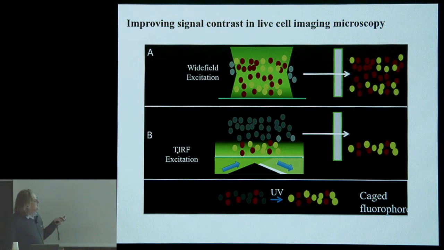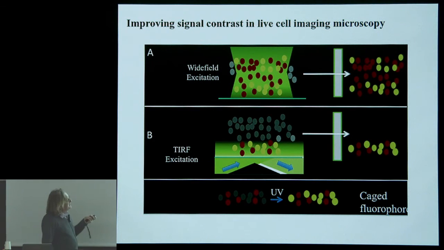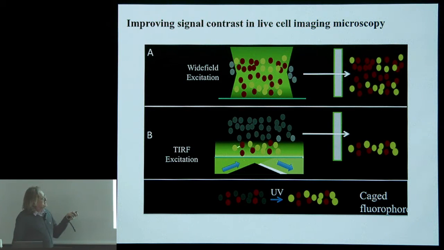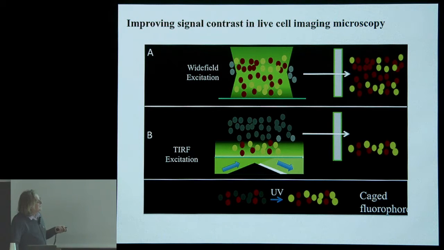You can improve this by using a so-called total internal reflection excitation, but the events are limited to a few nanometers, tens of nanometers from the surface. And then you can do things like a photoactivator probe, but that's not a reversible process, and I won't talk about that. So the methods that people are using to try to improve contrast are not very good, or not very widely applicable.